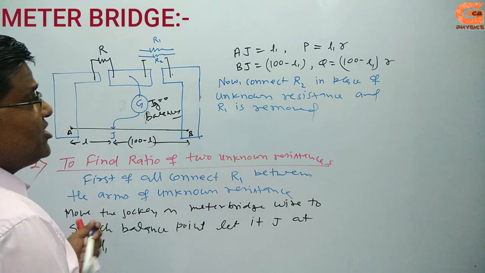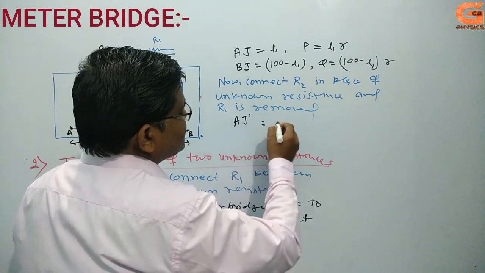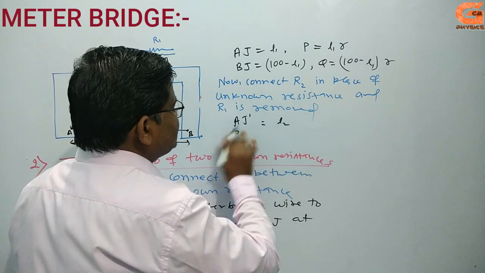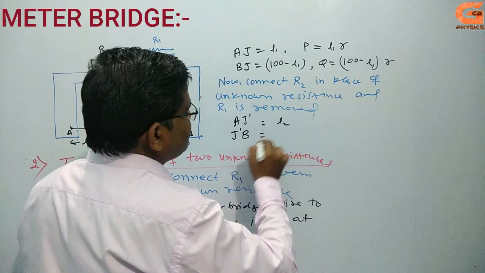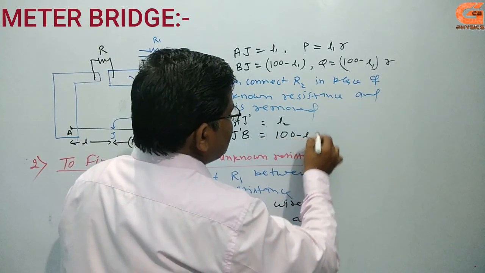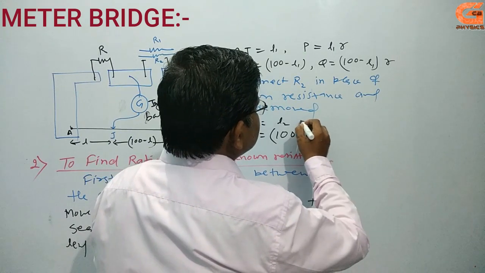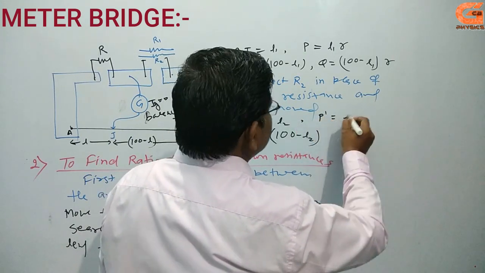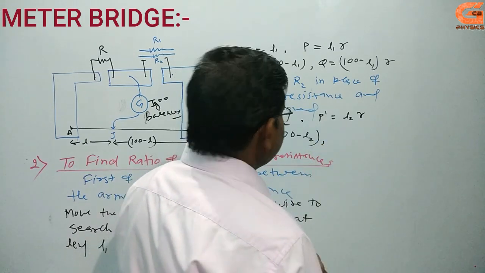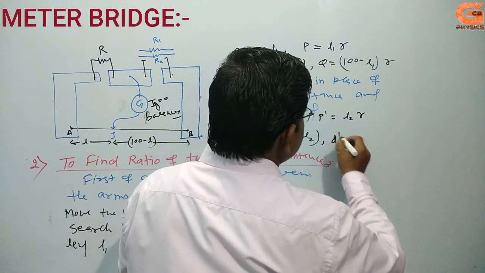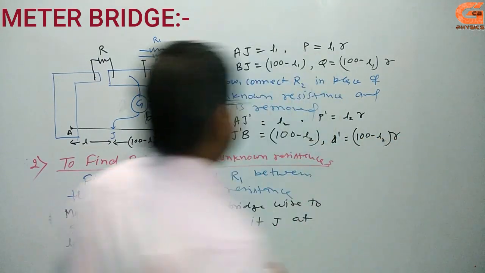Then we find the new balance point. The new balance point means Ij dash is L2. Then J dash B is equal to 100 minus L2. And the resistance in this condition is, suppose that P dash is equal to L2 into R, and this is another case, and Q dash is equal to 100 minus L2 into R.